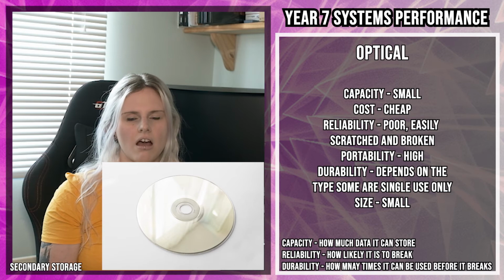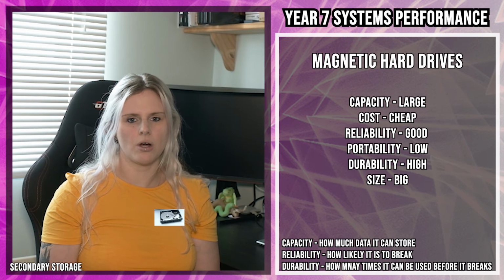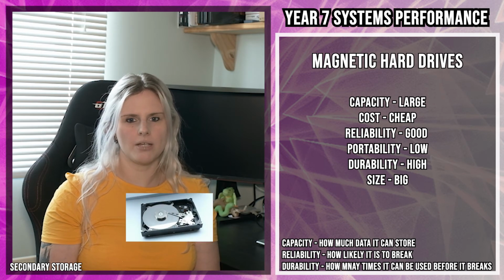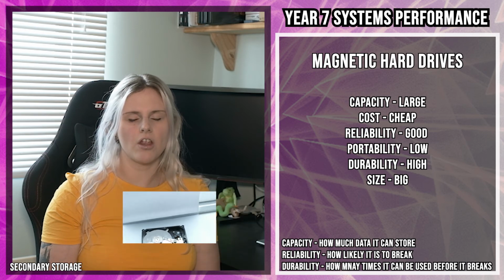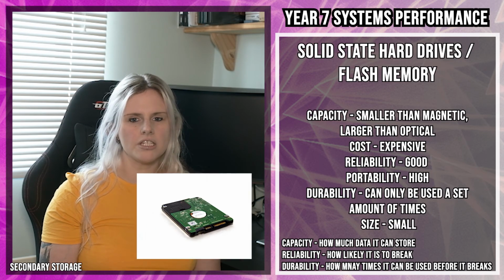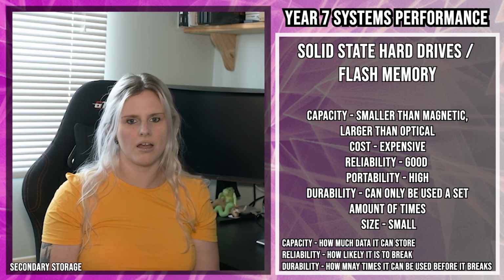So CDs can't hold a lot of data, but they are really cheap. Magnetic hard drives aren't portable because they've got moving parts, but they're cheap to buy and have a fairly large capacity, so that means you can save a lot of data on them. Solid-state hard drives, on the other hand, are really fast, whereas magnetic hard drives are quite slow. However, solid-state memory is really expensive, but it also makes it portable because it doesn't have any moving parts.